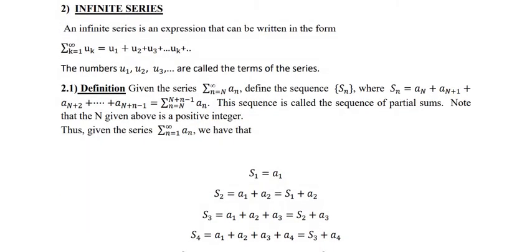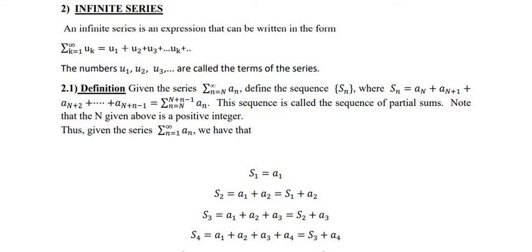Next, we will look at infinite series. An infinite series is an expression that can be written in the form sigma k equal to 1 to infinity of uk equal to u1 plus u2 plus u3 plus etc. plus uk plus and so on. The numbers u1, u2, u3 in this case are called the terms of the series.